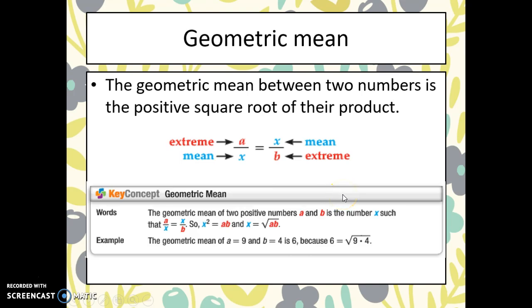Now, when we're finding the geometric mean, we're going to set it up with our means being x, because x is our geometric mean. And then we can cross multiply. So we can multiply x times x to get x squared equals a times b. Then we can take the square root of a times b, and that would be our geometric mean. So the geometric mean of, say, 9 and 4 would be 6, because 6 is the square root of 9 times 4. 9 times 4 is 36. Square root of 36, we get 6.